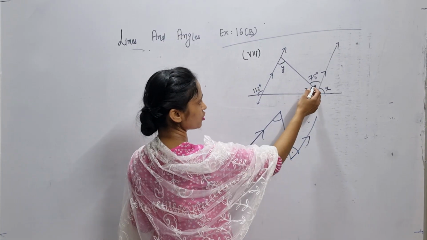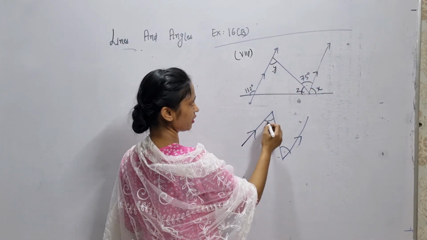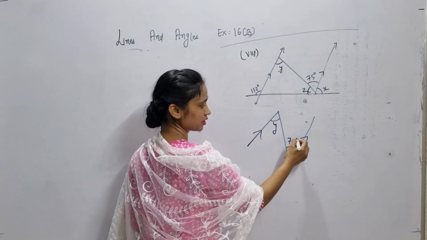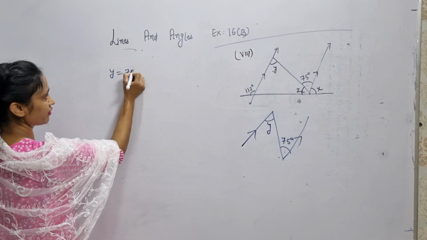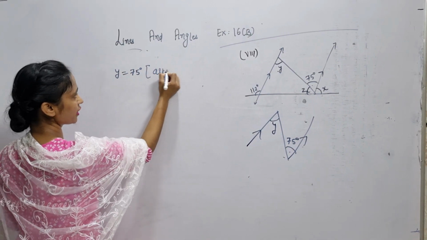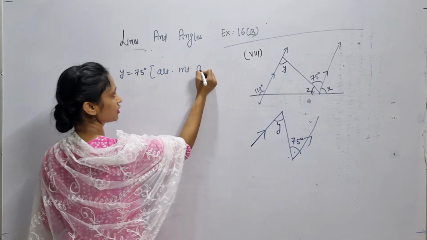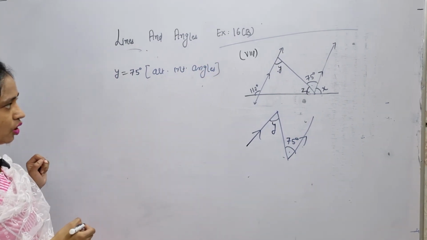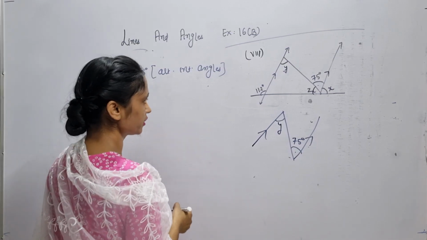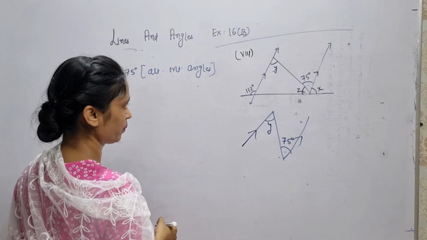So these two will be the same, means y will be equal to 75, since 75 is given here. Means y is equal to 75 degrees. The reason is alternate interior angles. Okay, what else is given? What next can you use here?